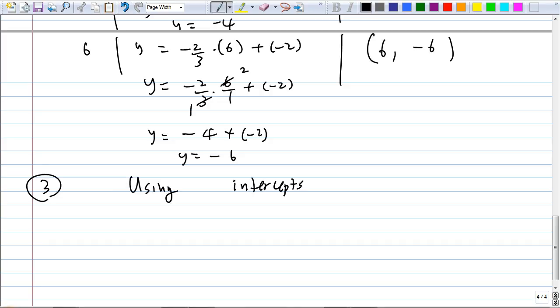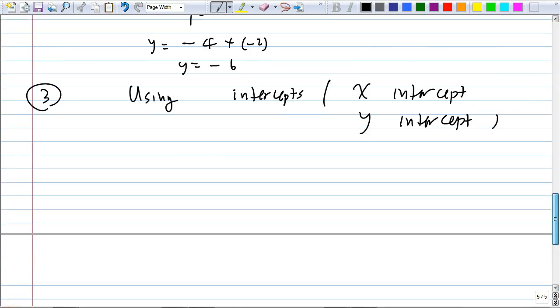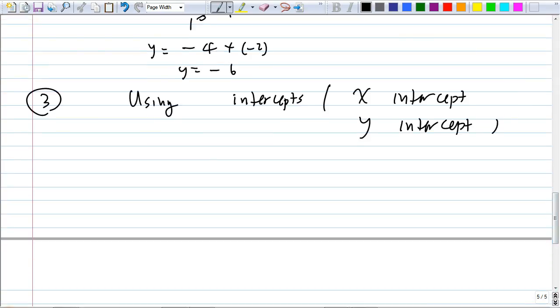And do you guys remember which intercepts we used? We used the x-intercept and the y-intercept. And remember what these were, x-intercept and y-intercept? X-intercept is where the line crosses the x-axis. Y-intercept is where the line crosses the y-axis. So let's do exactly the same problem again. Let's see if we get the same graph.